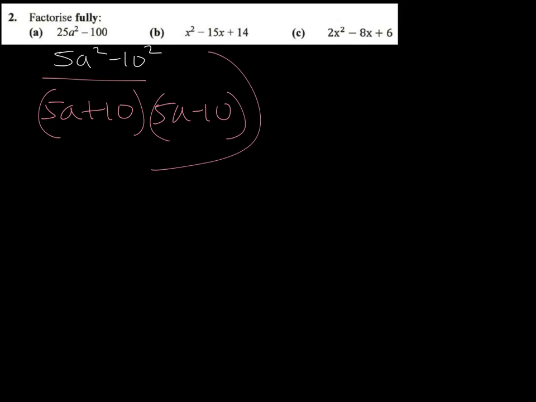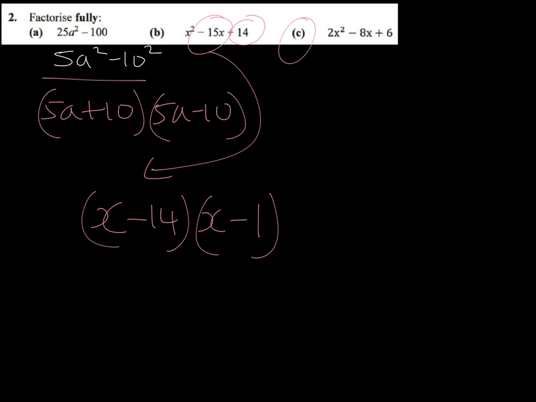For part B, we are looking then for two numbers which multiply to give us 14 and add to give us negative 15. So those two numbers are going to be x minus 14 and x minus 1.